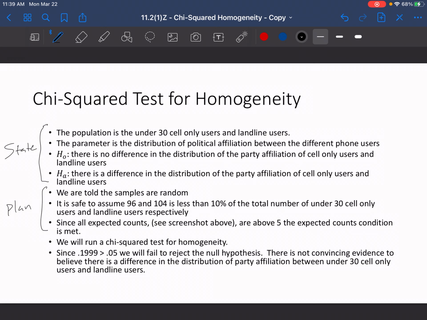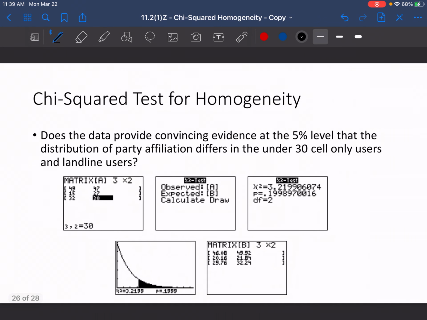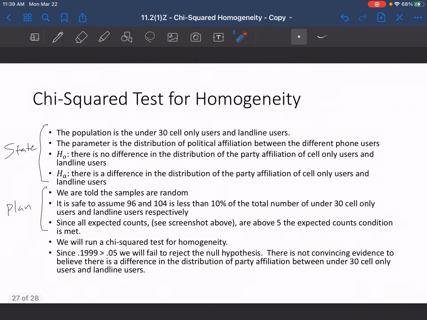We need to make sure that the people in our sample represent less than 10% of the total number of each one of those users. So we want to make sure that both 96 and 104 are less than 10% of the total number of cell users and the total number of landline users, which they are. And then, if we look at the screenshot right here, we'll note that all of the expected counts in this case were above 5. Then the large counts condition is met, so we're good with that.